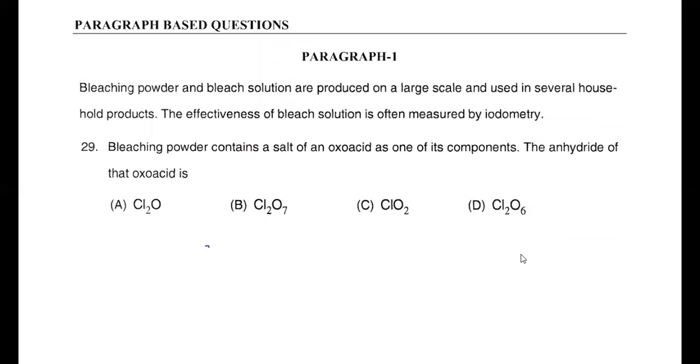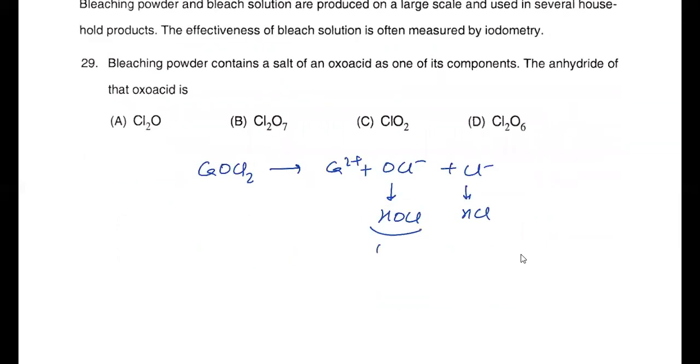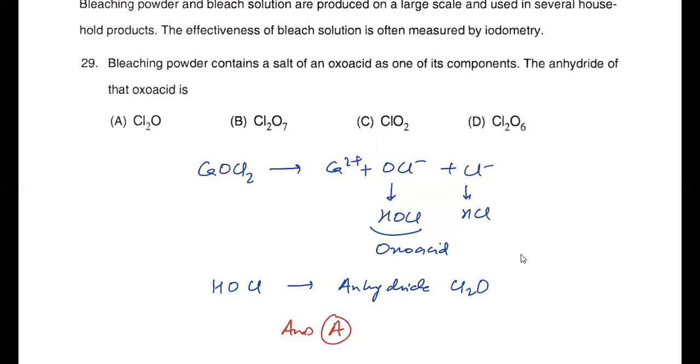So first, bleaching powder should be clear to you. This is CaOCl2, which exists as Ca2 plus, OCl minus and Cl minus. If you write their acid form, it is HOCl and HCl. This is the oxo acid. And if you write the anhydride of this, it will be Cl2O. So we write the answer as A. The anhydride of this substance will be Cl2O, so the answer must be A.